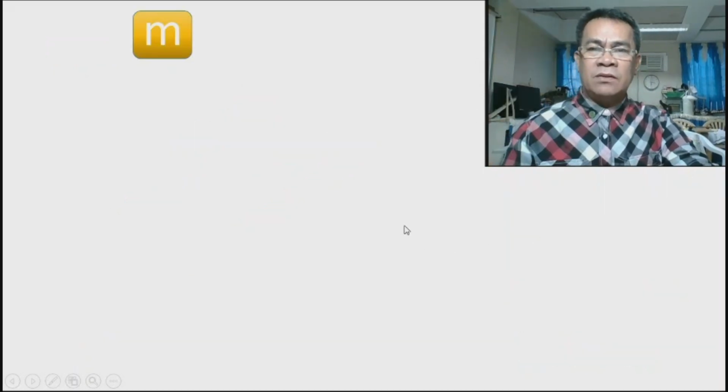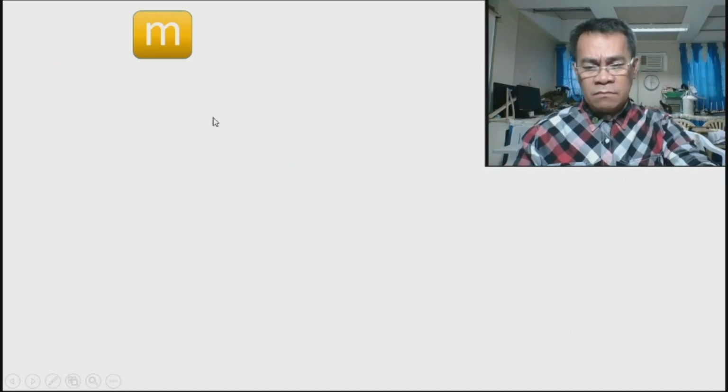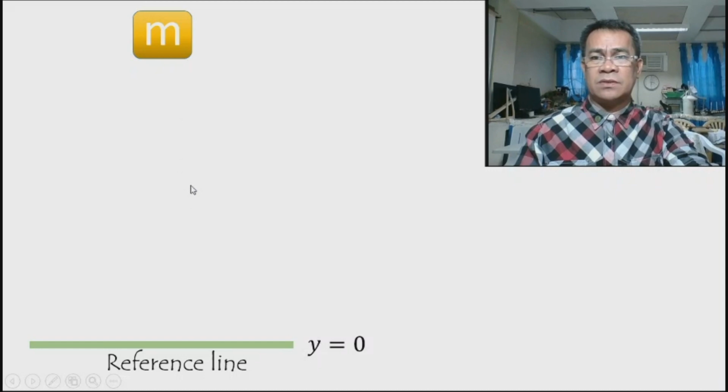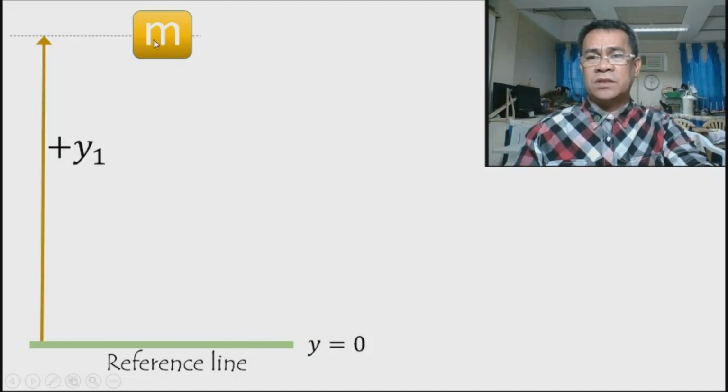Now, consider an object. We will determine the work done by gravity. If there is no other force applied to this object whose mass is m, then most probably this object will move downward because of the force of the Earth acting on that object. Take a certain reference line, let us say y equals 0, where upward is positive and downward is negative from this line. So this object is at the position positive y1.